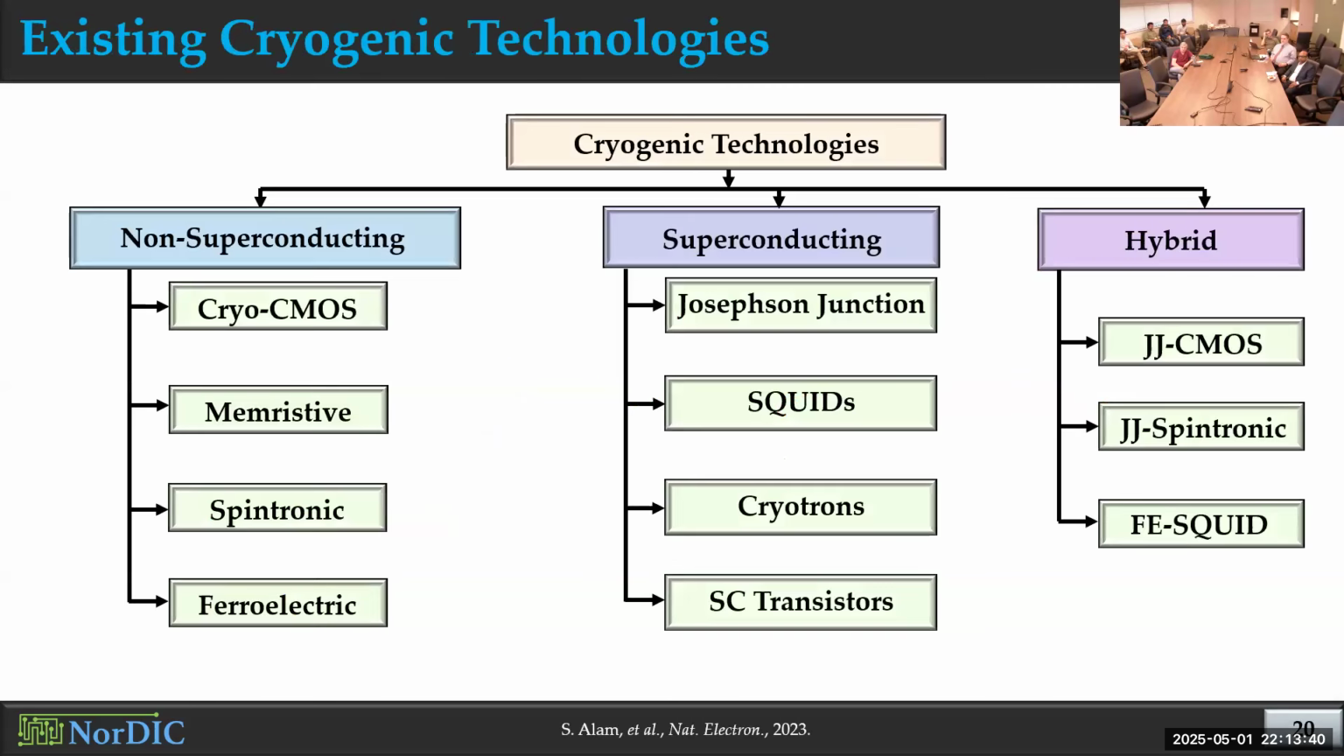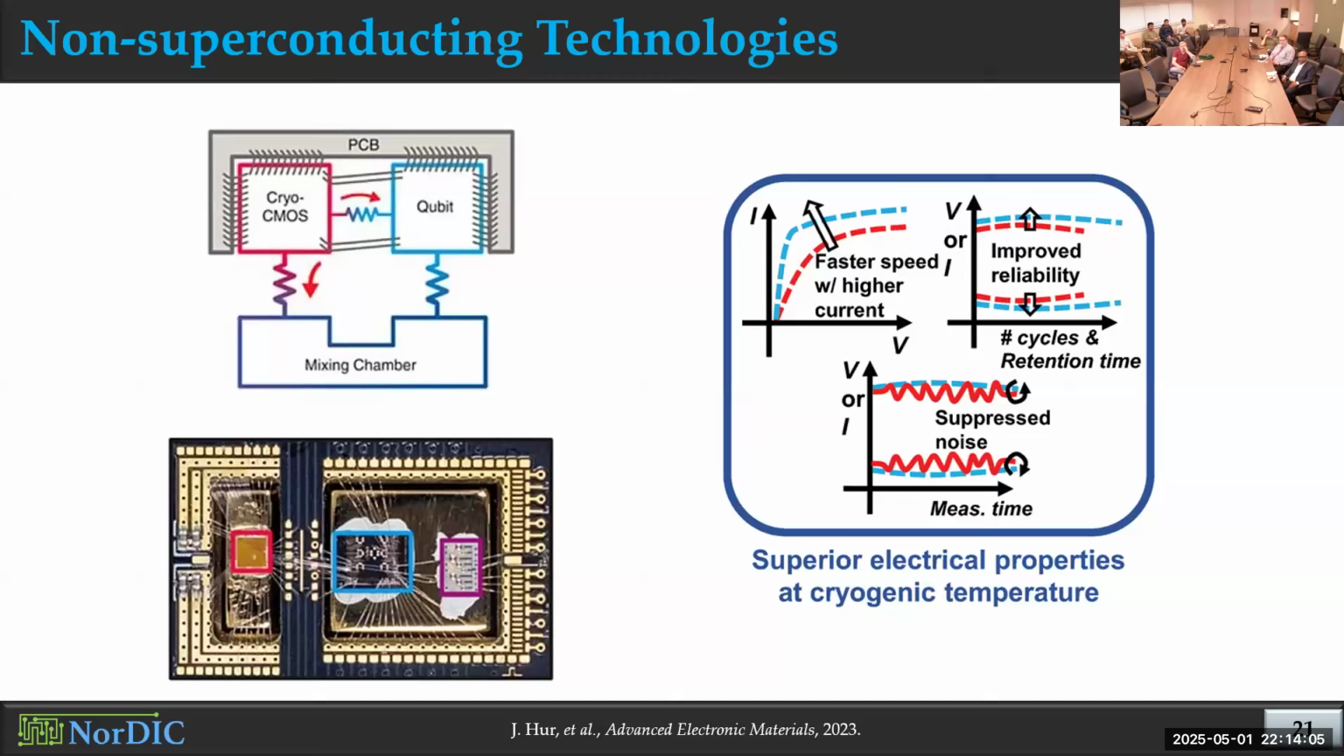Because of this immense prospect of cryogenic computing, people actually explored almost all the different technologies for cryogenic applications, which include the cryogenic characterization of room temperature non-superconducting technologies. Then we have these superconducting technologies which are made for cryogenic environment. And people also explored the hybrid approach, where they try to combine the advantages of these non-superconducting and superconducting technologies. So let's first talk about the non-superconducting technologies, which are most familiar to us.